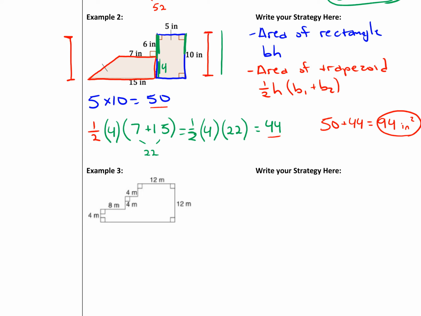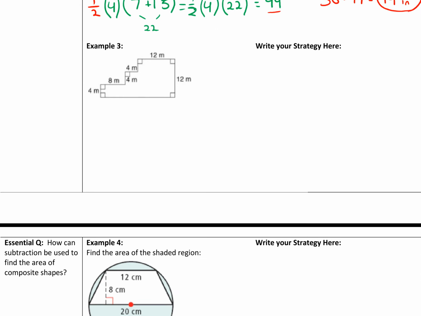Again, if you have any questions on what I just did there, feel free to write them down and we can address those in class. I want you to do example 3 on your own, and we'll go over this one as a class. But there are several different strategies that you could use. Just to give you some examples, you could slice this into 3 rectangles, or a square and 2 rectangles, I should say. You could even slice this, if you really wanted to be ambitious, into a couple of trapezoids and a rectangle.